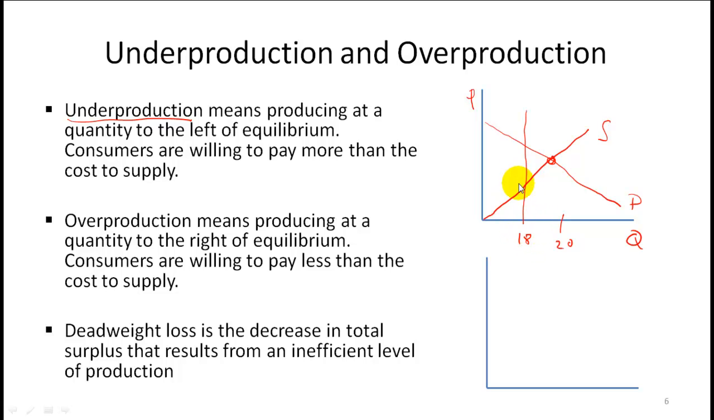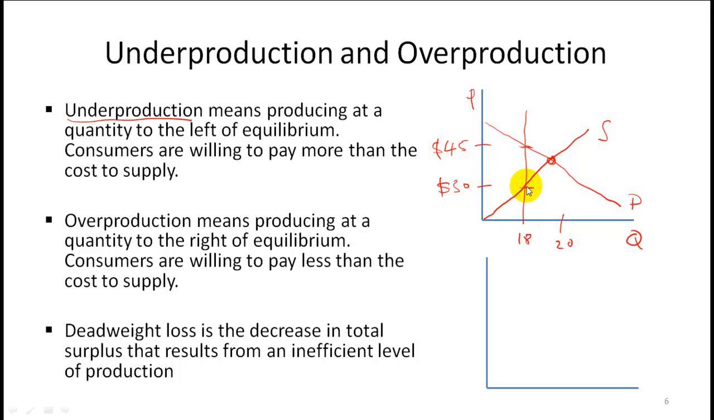Now if you underproduce, let's say there's some sort of a quota. So the quota is at 18. Basically at 18, consumers are willing to pay a high amount. Let's say consumers are willing to pay $45 per unit. So they are willing to pay a whole lot more than the cost of supplying. Let's say that the cost of supplying is only $30 per unit.